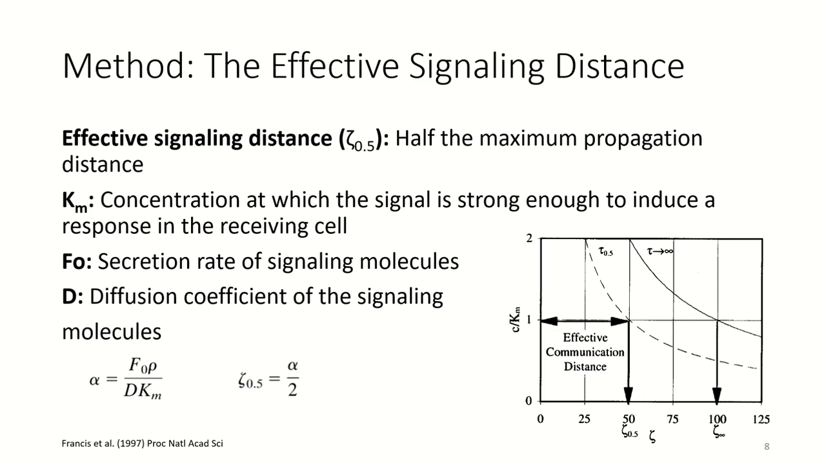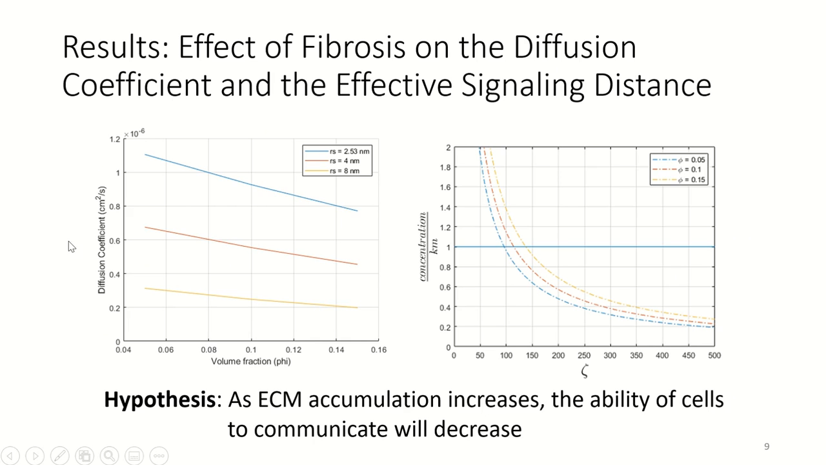So we wanted to use this property to study how the effect of extracellular matrix accumulation affects this ability of cells to communicate. And the results that we found is the effect of fibrosis on the diffusion coefficient and the effective signaling distance. So here on the left we see a graph that shows the diffusion coefficient as a function of the volume fraction. We see that as the volume fraction increases, the diffusion coefficient for the different size solute molecules decreases, which is what we expected.